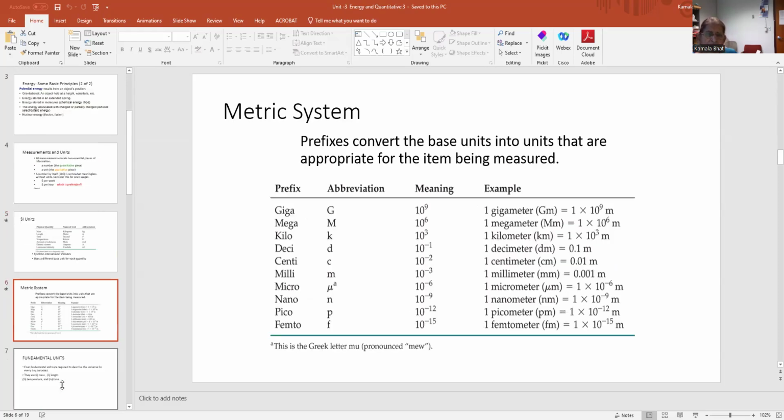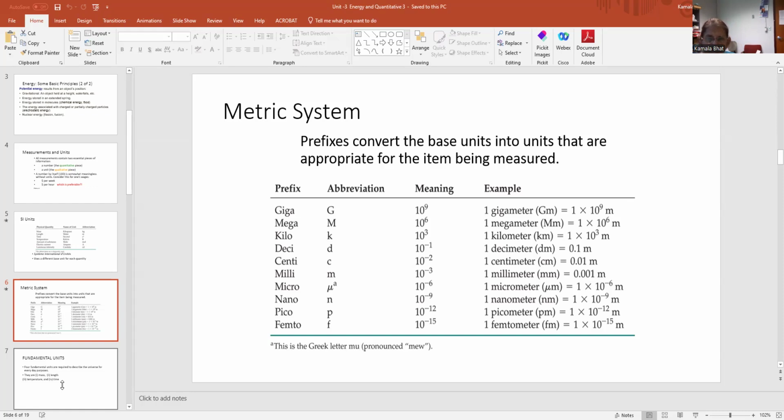Now, before we go to the fundamental units, I want to do the metric system prefixes. Prefixes convert the base units into units that are appropriate for the item being measured. Now, this chart one needs to know in order to do conversion towards the end when we come to quantitative calculations in the next unit.